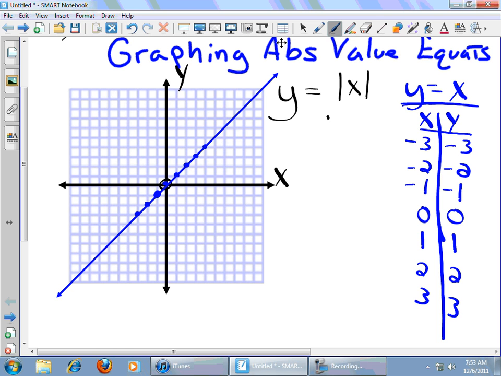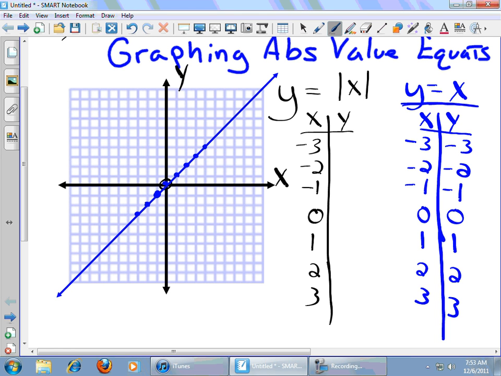See if you can make a prediction what's going to happen. I'm going to use the same exact x's and y's. So -3, -2, -1, 0, 1, 2, 3. All right, if x is -3, the absolute value of x is +3. When x is -2, the absolute value of x is +2. Remember, the absolute value of x is the distance from 0 on a number line. So if I'm at -2, how many spaces from 0 am I on a number line? Well, I'm 2 spaces away. Absolute value of -1 is 1. Absolute value of 0, 0. Absolute value of 1, 2, 3.